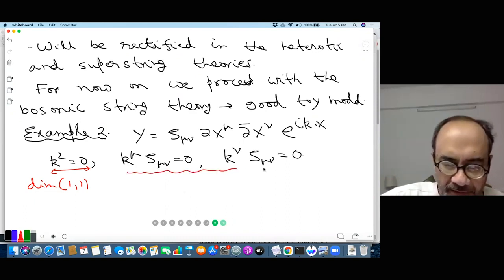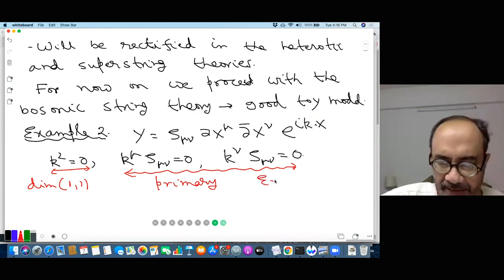These conditions are coming from the demand that they are primaries. I leave it as an exercise to check that once you demand y to be a primary operator, you must have these conditions. Otherwise, when you take the operator expansion of T with y, you get additional terms which are not of the kind that a primary should have.